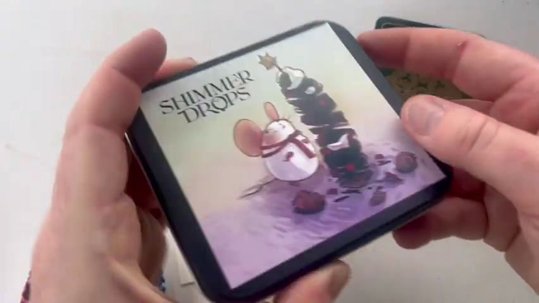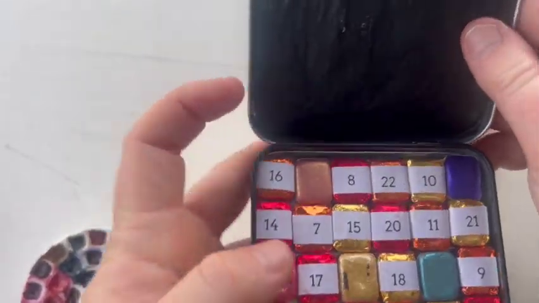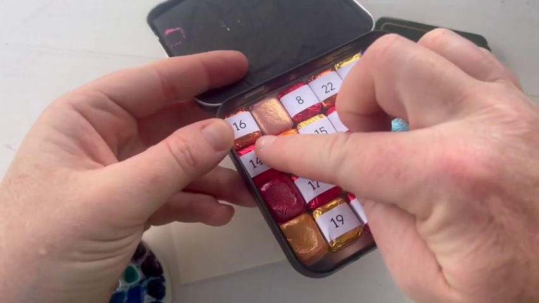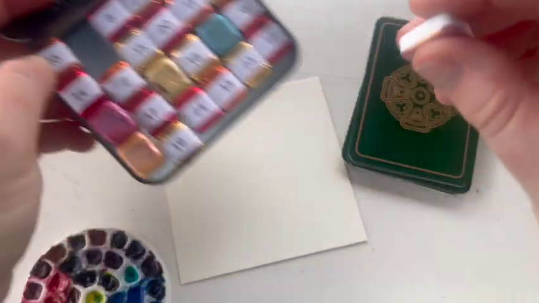Hey friends, and we're back with day 6, straight into this gorgeous colour. This one is called Princess and it's a duochrome.